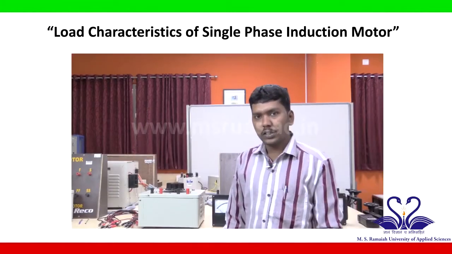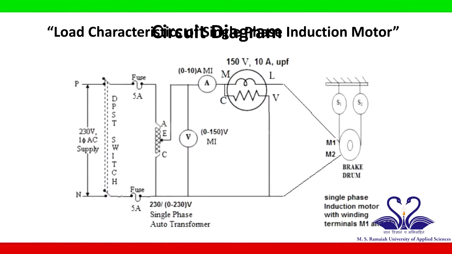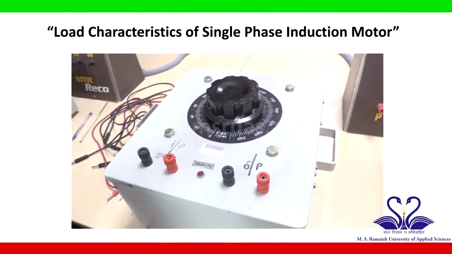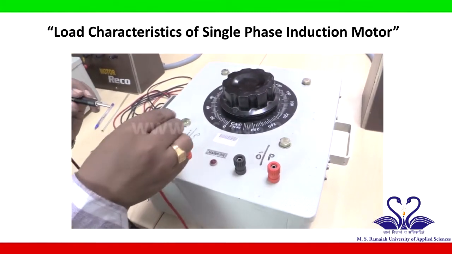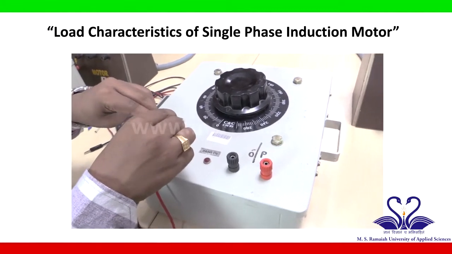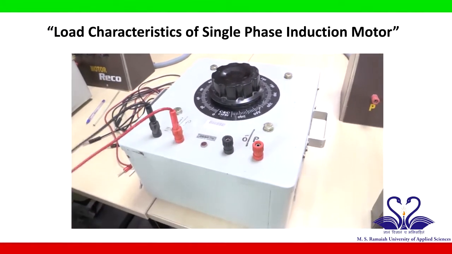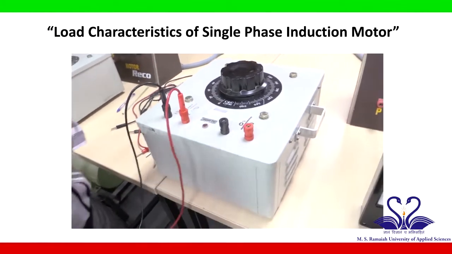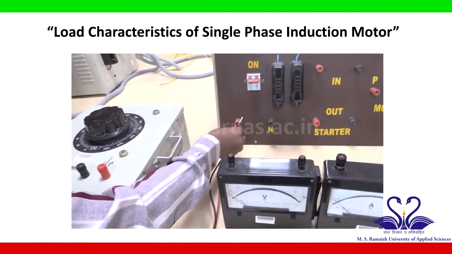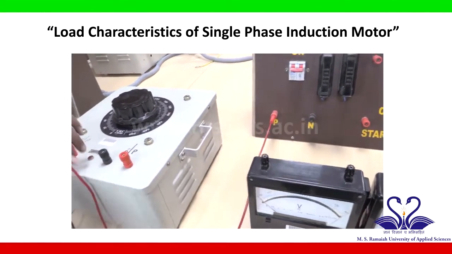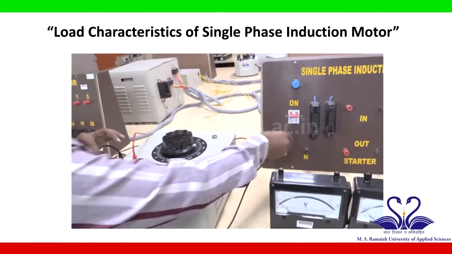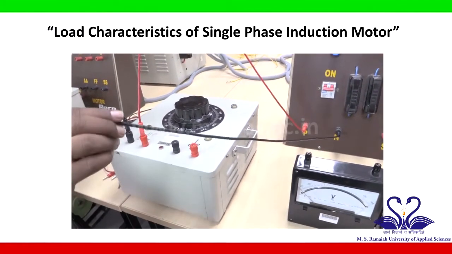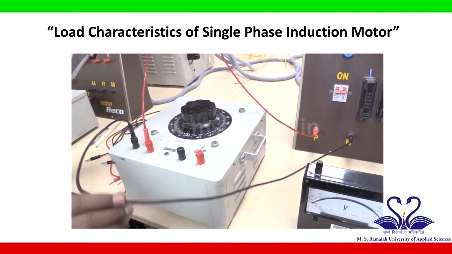Now let us start the connections as per the circuit diagram. So first take the connecting wires. Now connect the connecting wires to the supply terminals. So this is the input terminals. Now connect these input terminals to the P and N terminals of the induction motor panel, that is phase to phase and neutral to neutral. So just to follow the color notation, so red to red and black to black. So these are the supply terminals.